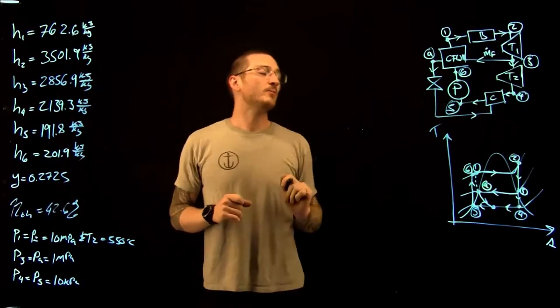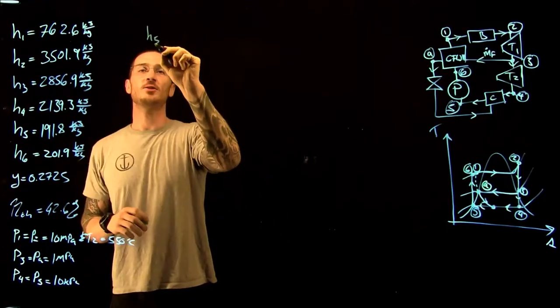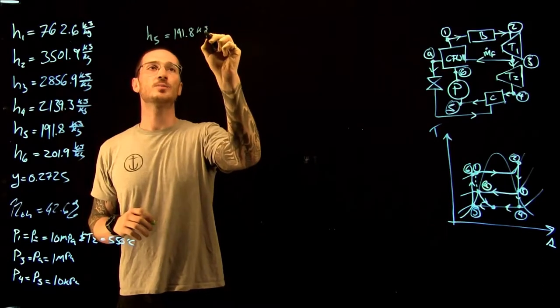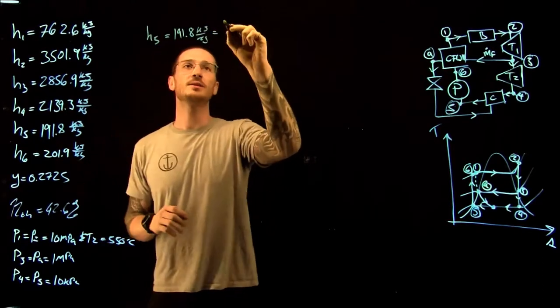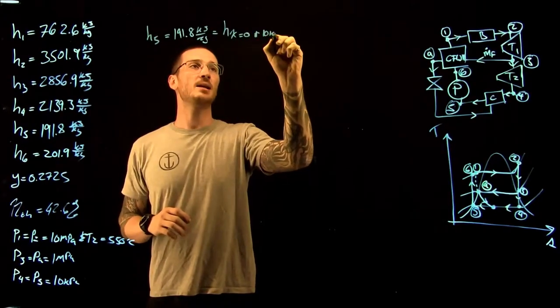At 5, right before our pump, we're assuming that our quality is equal to 0. So we can say that the enthalpy at 5 is equal to 191.8 kilojoules per kilogram, and this is equal to the enthalpy at quality equal to 0 and 10 kPa.